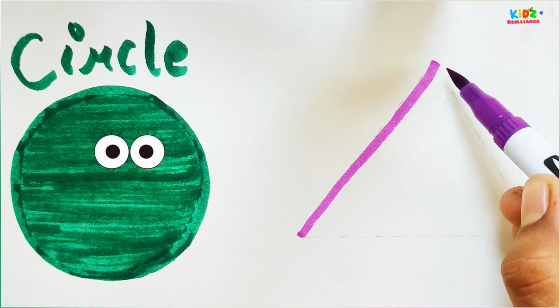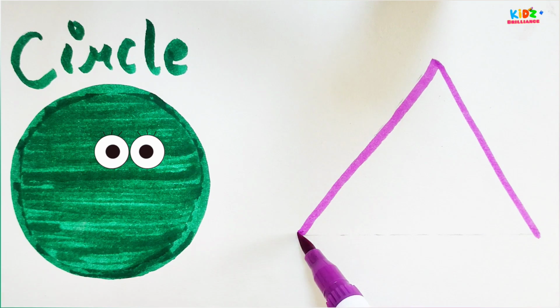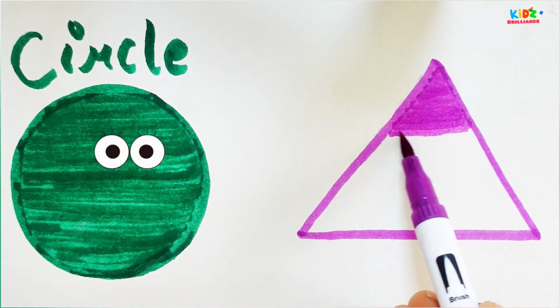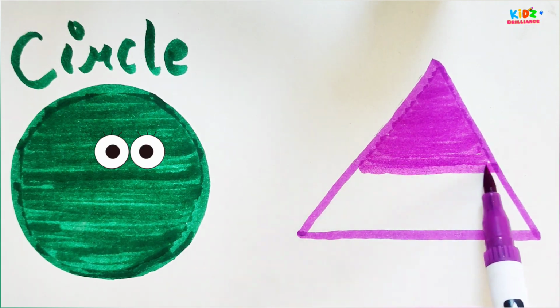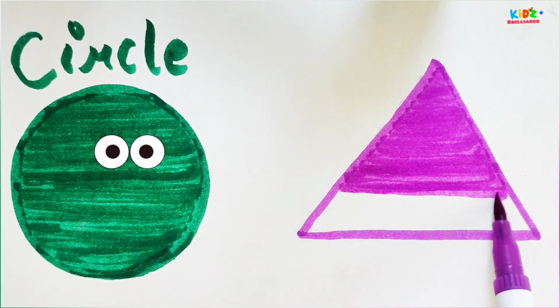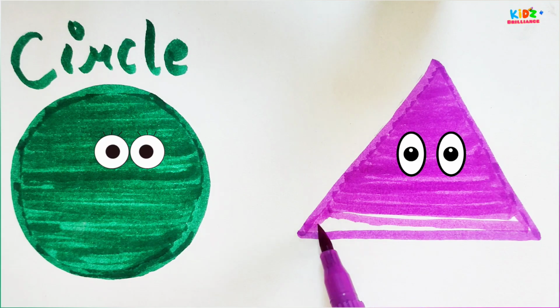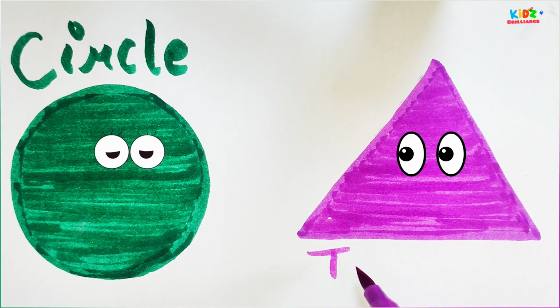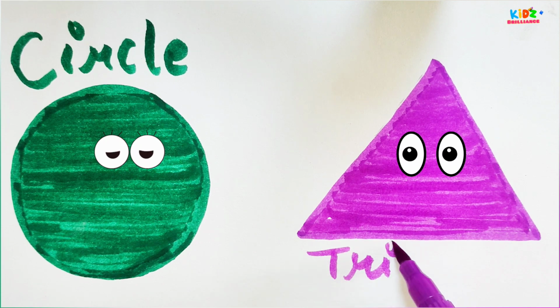Our third shape is triangle, which has 3 sides. Let's fill the color in triangle. The spelling of triangle is T-R-I-A-N-G-L-E, triangle.